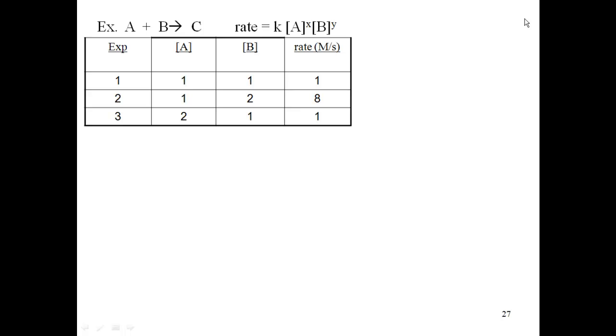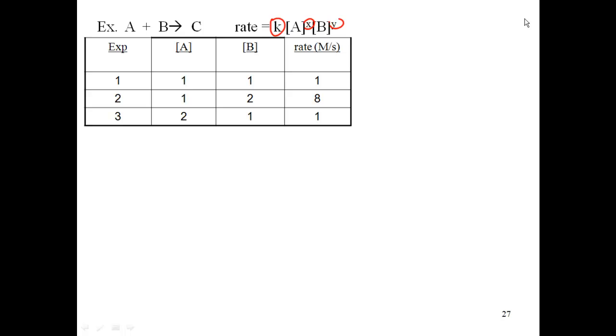My goal here is now I want to know what K is, and I want to know what X and Y are in this rate equation. So we did an experiment. We had the concentration of A and B, and then we measured the rate. In experiment 1, we held them both at 1 molarity for A and B, and we found the rate to be 1 molarity per second.